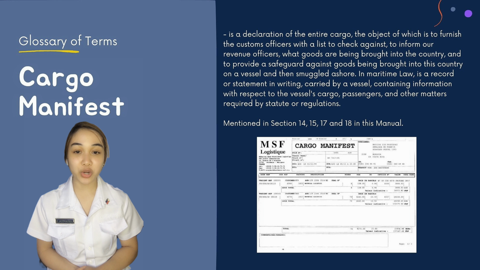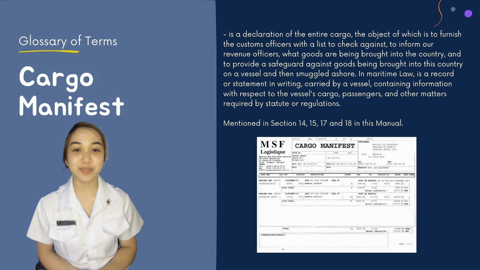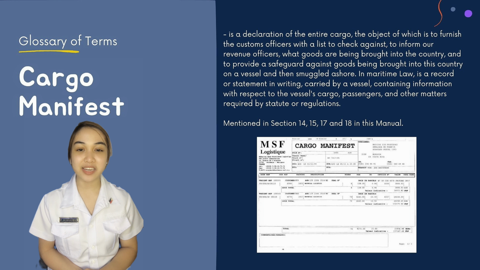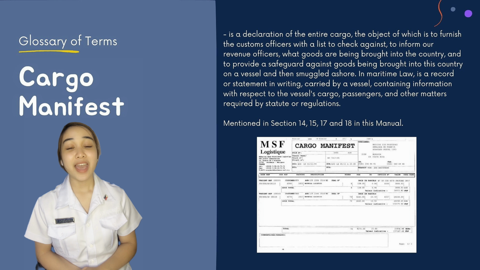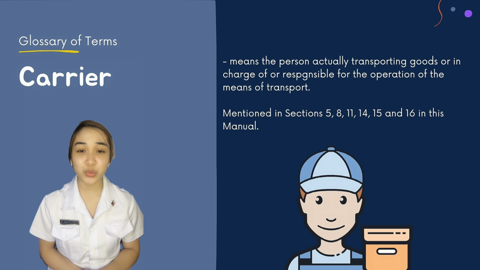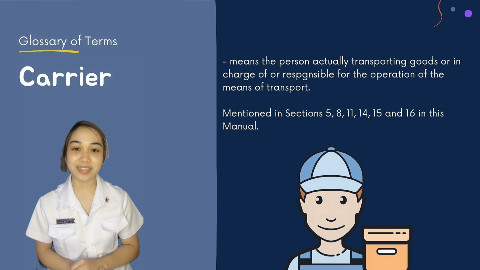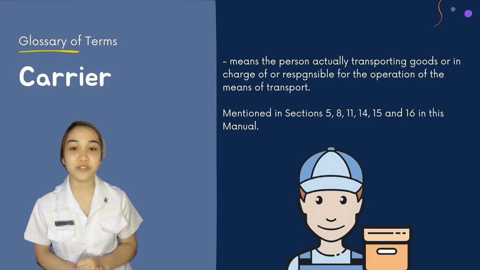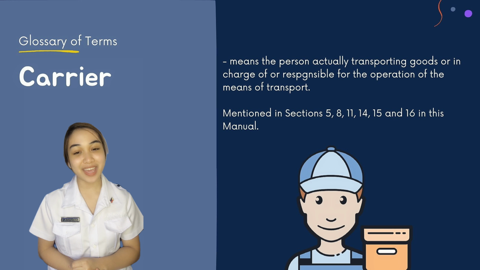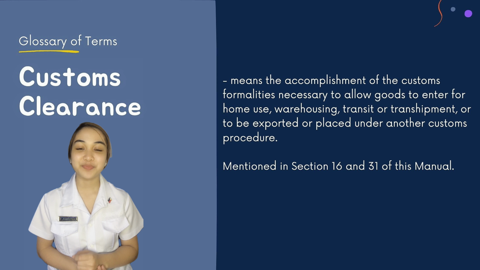And next is the cargo manifest. It is a declaration of the entire cargo, as mentioned in section 14, 15, 17, and 18 in this manual. And next is the carrier. Carrier is the person actually transporting goods or in charge of a responsibility for the operation of the means of transport. It is mentioned in sections 5, 8, 11, 14, 15, and 16 in this manual.